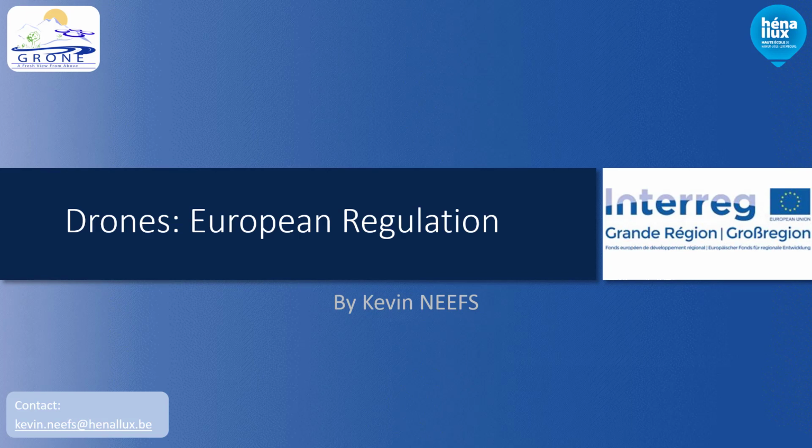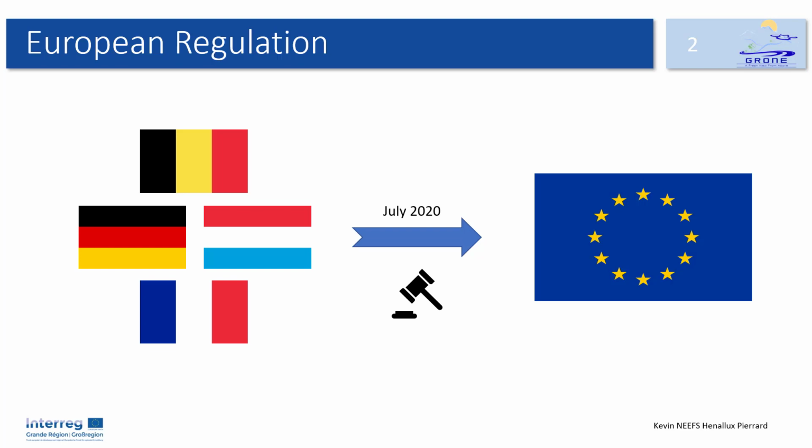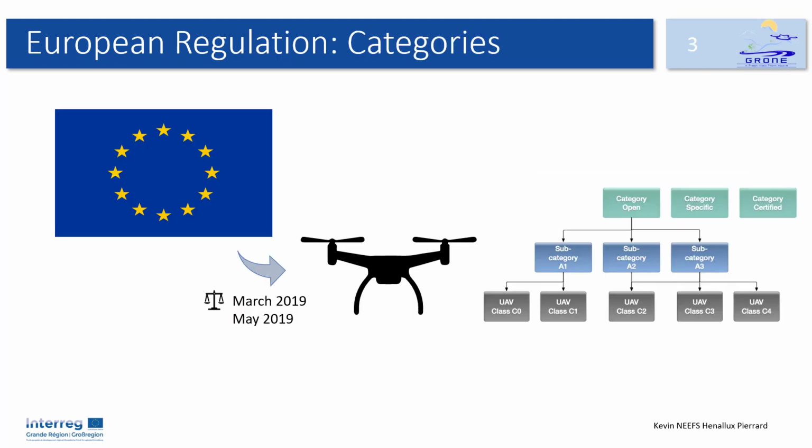It will be probably the last one about regulation. I have already mentioned this regulation a lot of times, but now we will finally talk about it. So, the European Union has two texts to regulate drone use in its territory: the Commission Delegated Regulation of March 2019 and the Commission Implementing Regulation of May 2019. But these texts will be applied in July 2020.